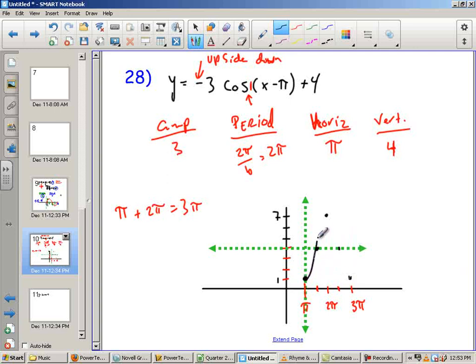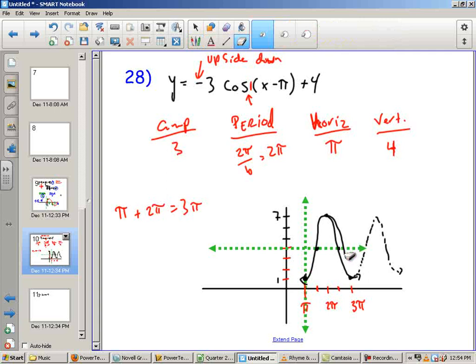Alright, so it looks something like, whoops, something like this. And obviously, you know, I could continue this on and on, okay? But this is the curve that we're looking for. And I'll just clean that up real quick. All right, so there's my graph, my curve.